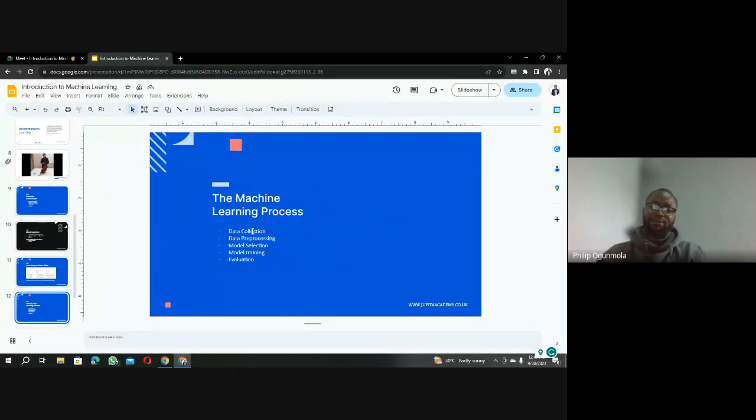The machine learning processes. When we say a machine learning process, we're talking about the end-to-end process you go through in building a machine learning model. First off, you get your data: data collection and data pre-processing. 99.9% of the time, data is always full of rubbish. You get my point? So before you start building or training a model with your data, you want to make sure it is very, very clean.